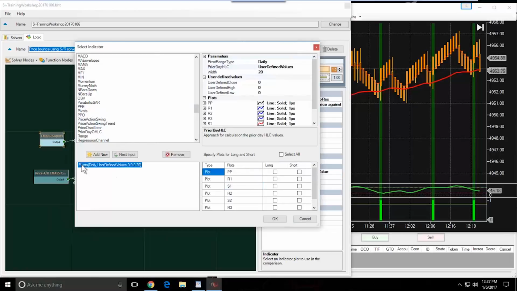So if you're using a fib indicator, what's special about using a support resistance solver is you can see I can actually select multiple plots. So I could select all the Fibonacci lines that I'm looking for a bounce off of. I can select all those plot lines within just one solver. I could just use one solver to do that.